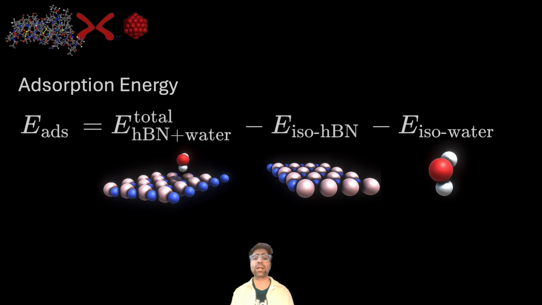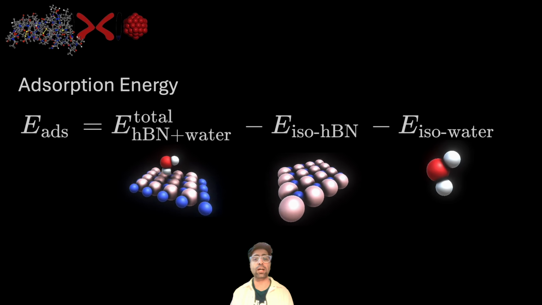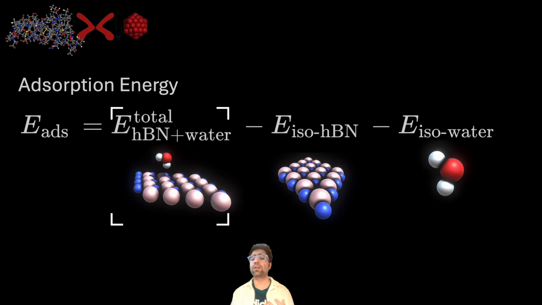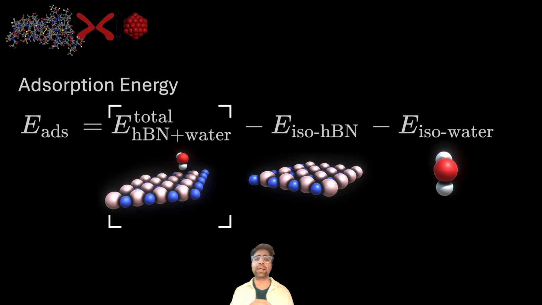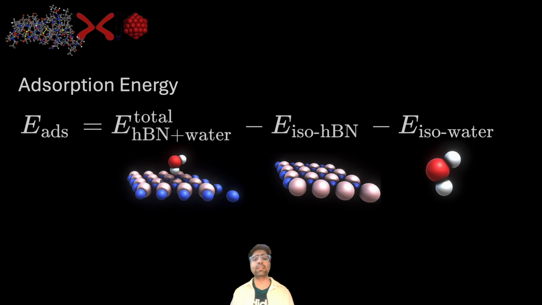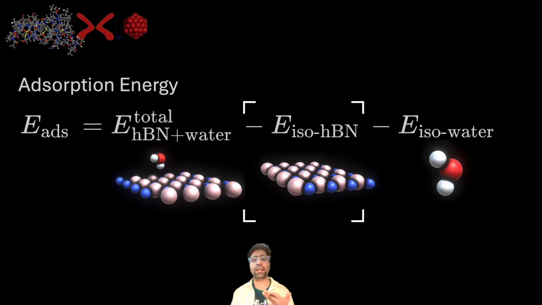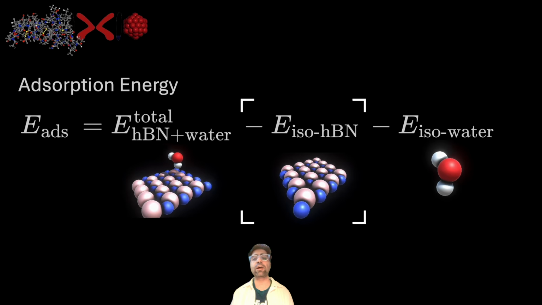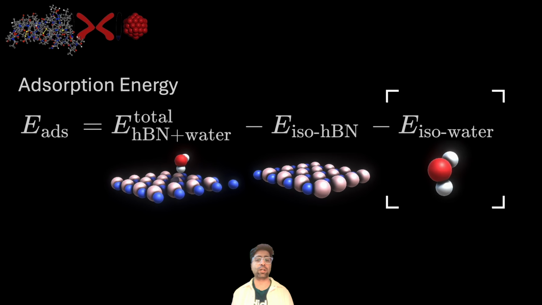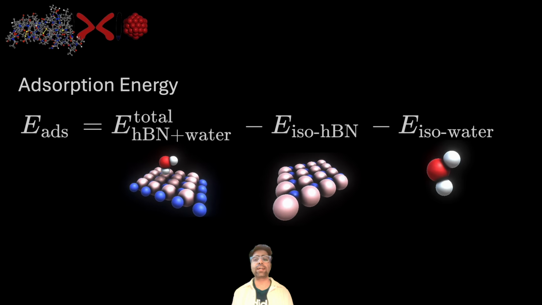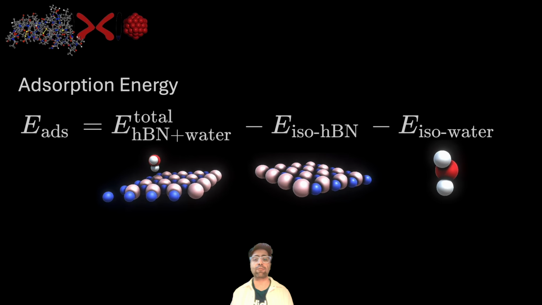The adsorption energy is calculated using this formula. We first calculate the energy of the total periodic system with the water molecule adsorbed on the hBN monolayer, and then subtract the energy of the individual components, that is the energy of the periodic hBN monolayer and the energy of the water molecule. Note, we should use the optimized structures for all the energy calculations in the given formula.